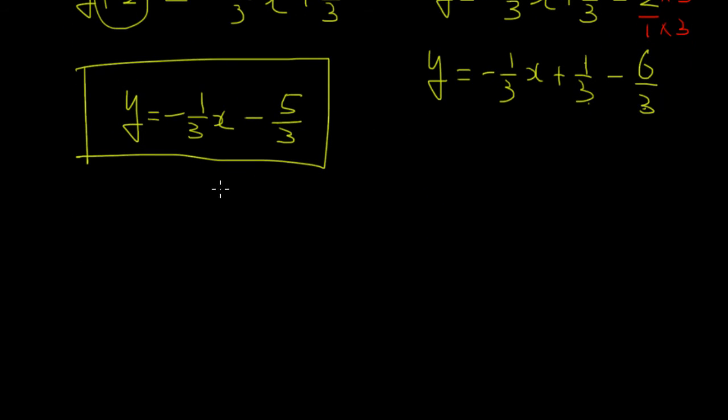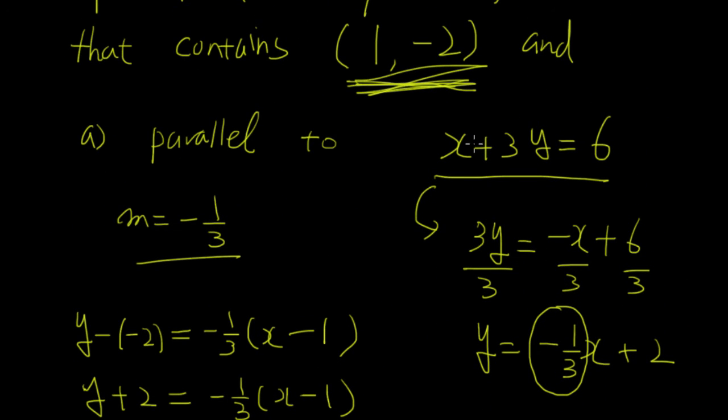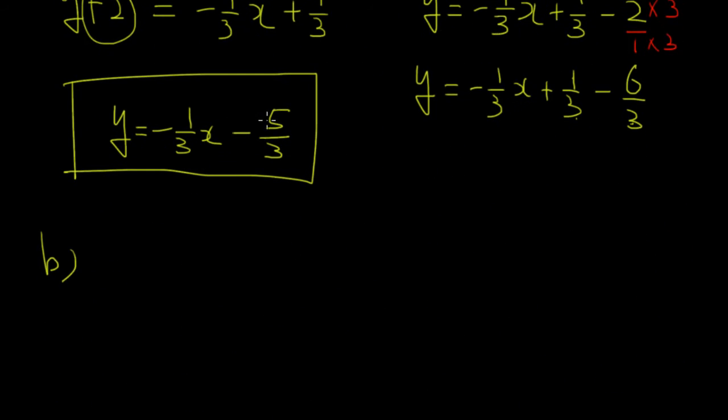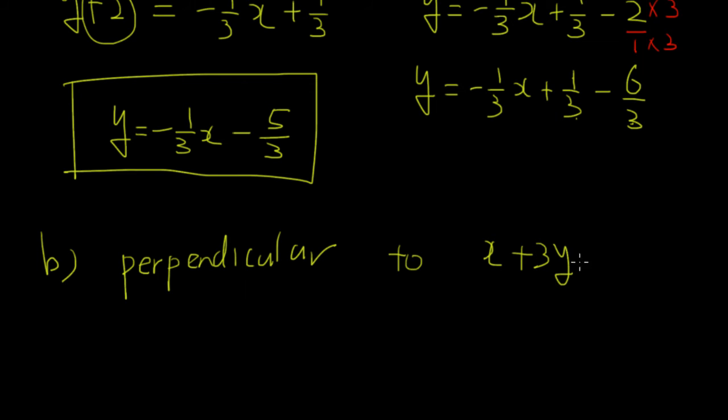Okay, now let's try the second part, the B. Now A part was parallel to this line. Let's do perpendicular this time. Now the line is perpendicular to x plus 3y equals 6.